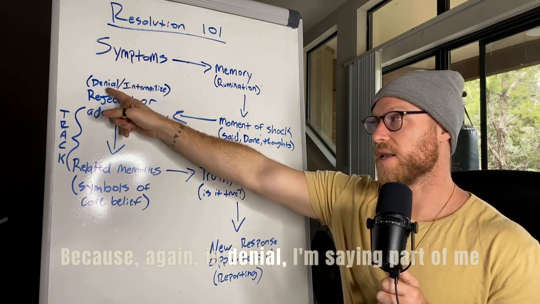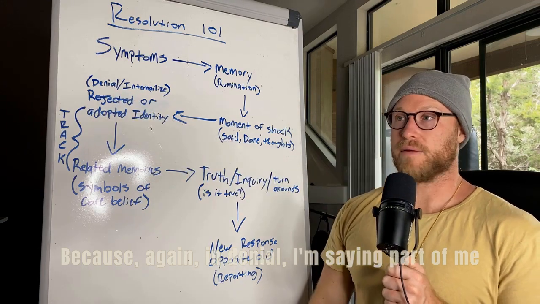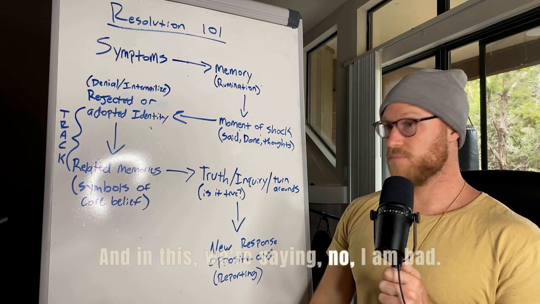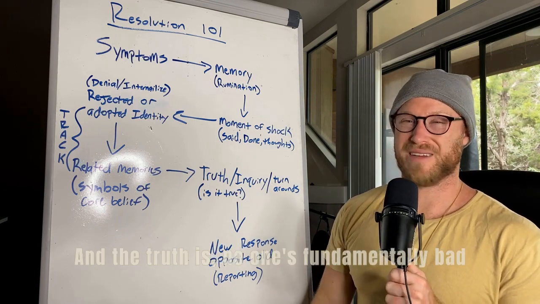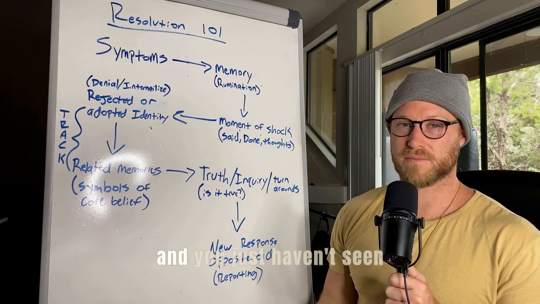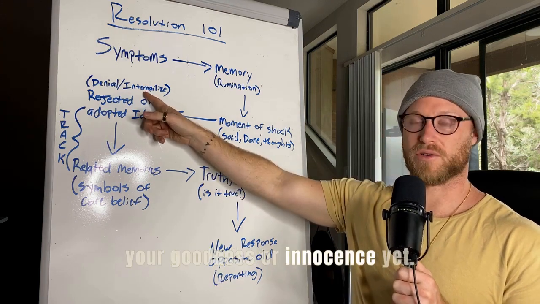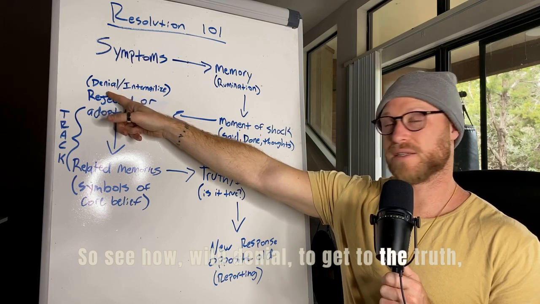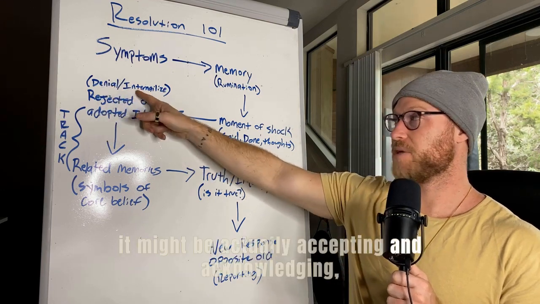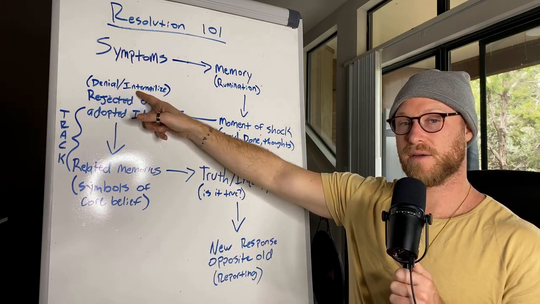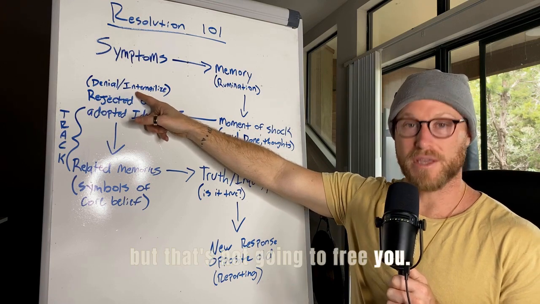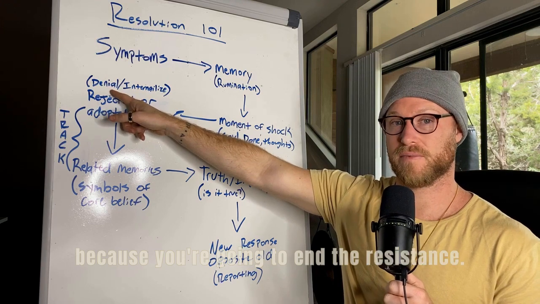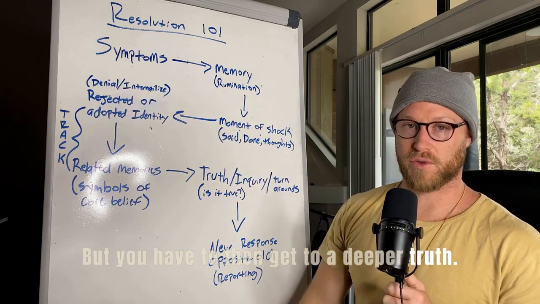Because again, in denial, I'm saying, part of me thinks I'm bad, but I don't want to face that. And in this, we're saying, no, I am bad. And the truth is, no one's fundamentally bad. You just haven't seen your goodness or innocence yet. So see how with denial, to get to the truth, it might be actually accepting and acknowledging, oh yeah, I do feel bad. But that's not going to free you. It will to some degree because you're going to end the resistance. But you have to then get to a deeper truth.